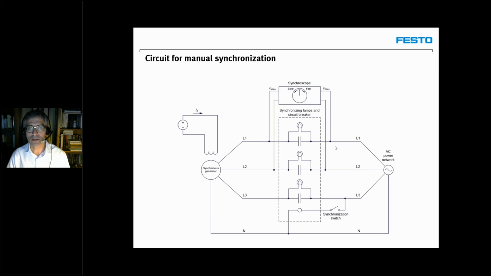Well, it's really simple, as you can see here. On the left side, you have the synchronous generator that is connected to the AC power network on the right side, but they are not directly connected. As you can see, the lines are going through the synchronizing module, which comprises a three-phase contactor. This is the three-phase contactor here, the parallel lines. So this electrical contact will be closed only when we close the synchronization switch here.